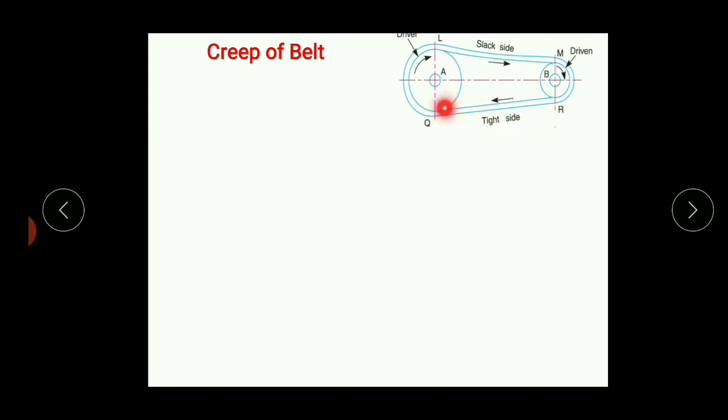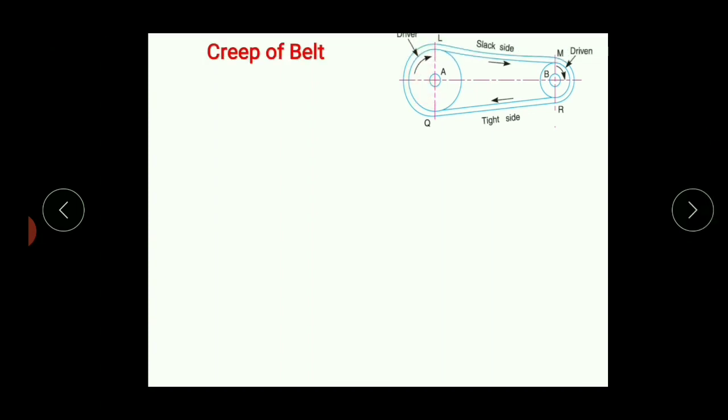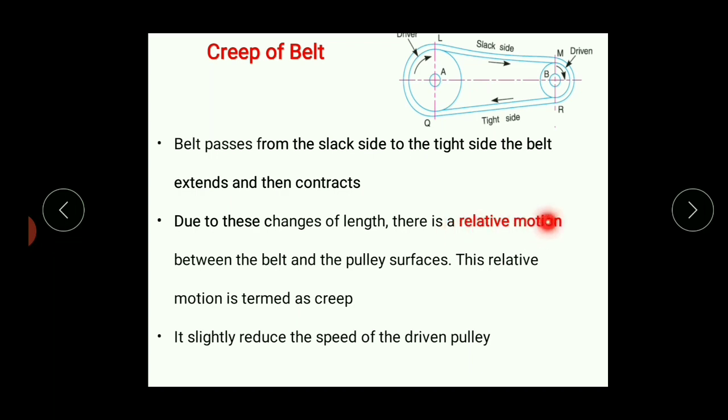Due to this extension and relaxation of the belt, there is some relative motion between the belt and the pulley surface. This relative motion between the belt and the pulley surface due to the elongation and relaxation of the belt is called creep of the belt. Due to the creep of the belt, the velocity of the belt slightly reduces, which somewhat affects the velocity of the driven pulley and simultaneously reduces the speed of the driven shaft.